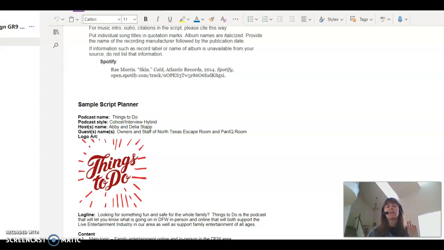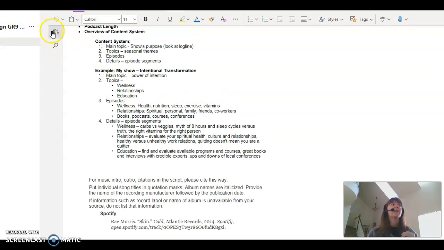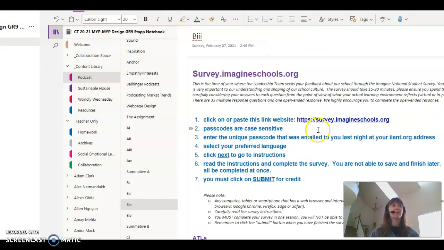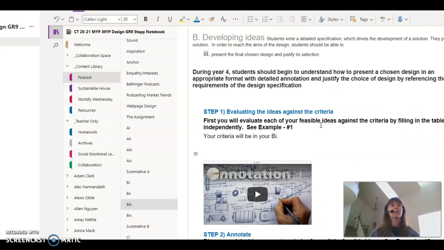Everybody will be showing me their evaluation tables that they're doing for B3, but we are not doing the annotation part of B3. Let me show you what I'm talking about first. I was looking at my script planner. Now I'm going to take you through what I'd like you to upload today. In B3, you can look at your formative podcast B3, and you will see that there are several parts. There's step 1, step 2, and step 3. What needs to be uploaded to me is step 1 only, evaluating your ideas against your criteria.